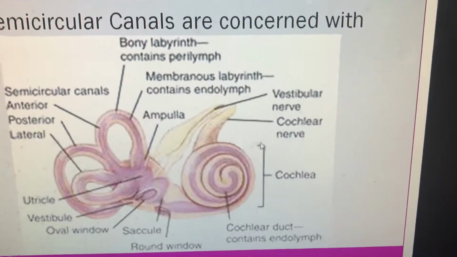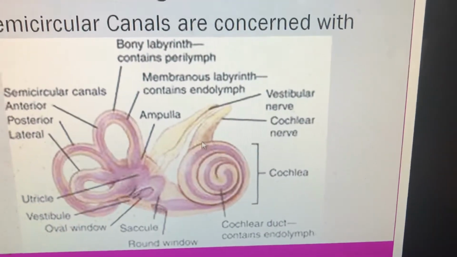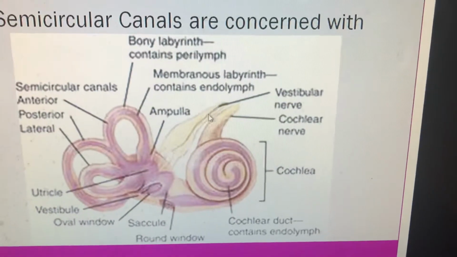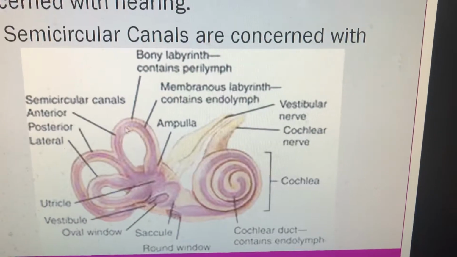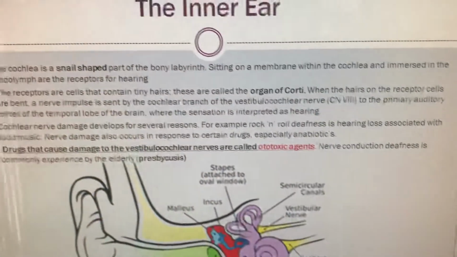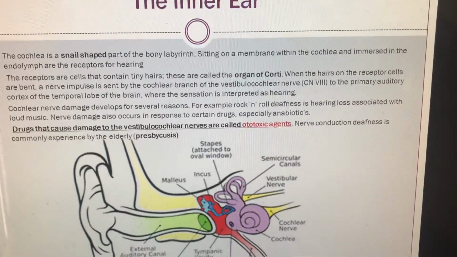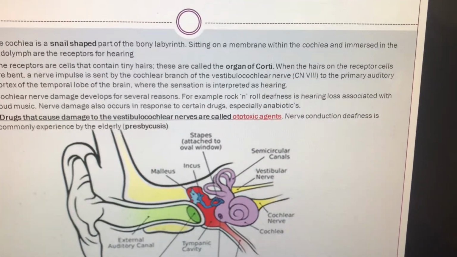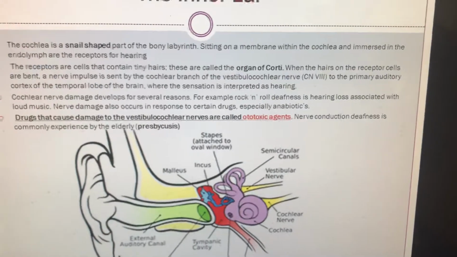This is your cochlea, the vestibular nerve, and the semicircular canals are right over here. So the cochlea, it is snail-shaped. It's part of the bony labyrinth. And sitting on a membrane within the cochlea and immersed in the endolymph are the receptors for hearing.